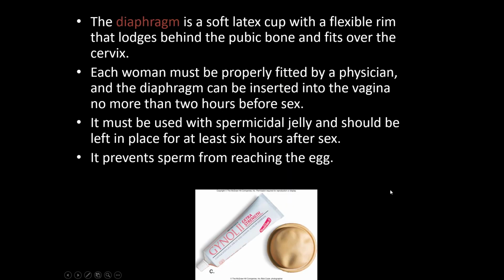Let's see. Diaphragm is what you have next. This is a diaphragm down here. It's a little latex cup. The woman has to insert it up her vagina and then over the opening of the cervix prior to having sex. We usually couple that with a spermicidal jelly, like we'll put a little rim of it around the rim of the diaphragm. That way any sperm trying to sneak around it get killed by the spermicidal jelly.